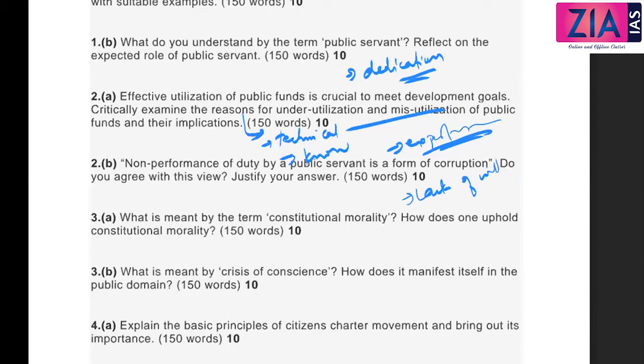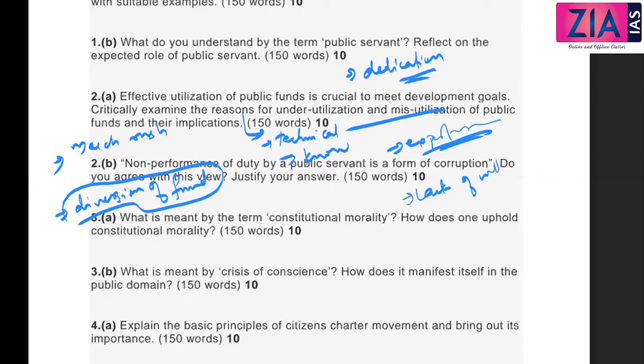And this one I've told you, expenditure rush, March rush. Corruption, you can write diversion of fund. Diversion of the resources you can write. So that is also one of the reasons why it is misutilized.